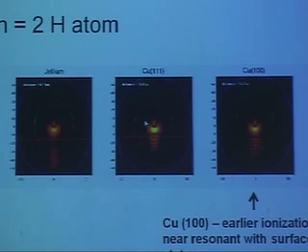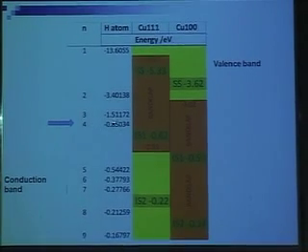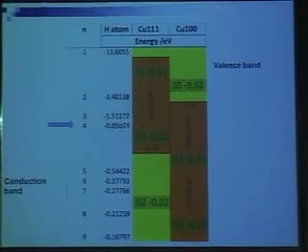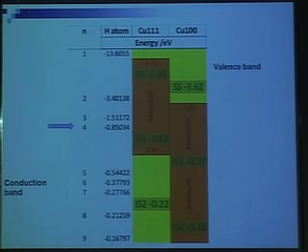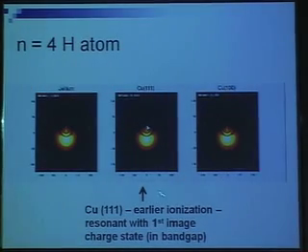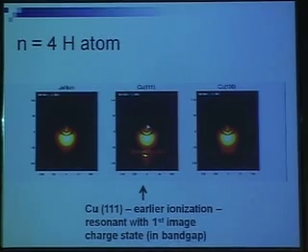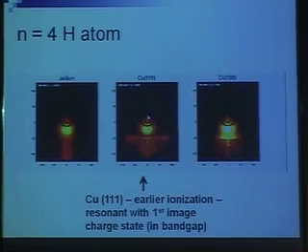If we go to n is 4, just to show a different example, here the energy is minus 0.85. This is almost degenerate in copper 111 with an image charge state, whereas it's degenerate with nothing in copper 100. And when we run the simulation, what you find is the earlier ionization, this time with the copper 111. You can see it here. But you can also see the Rydberg wave function spreading out sideways into a two-dimensional surface state.